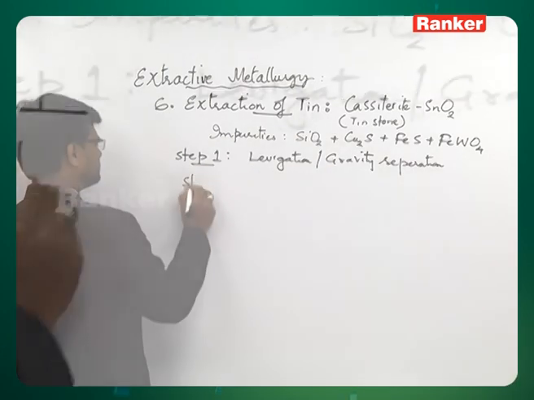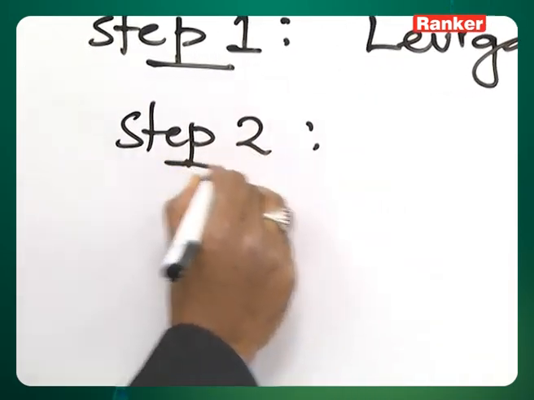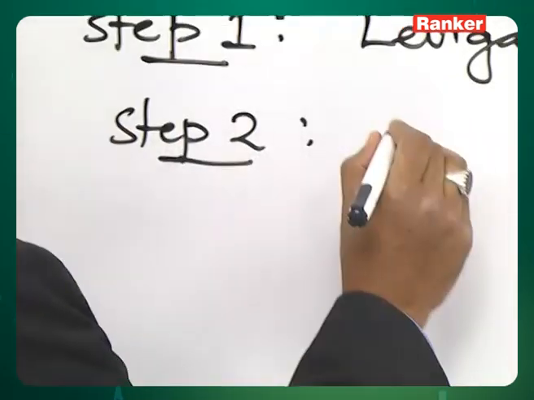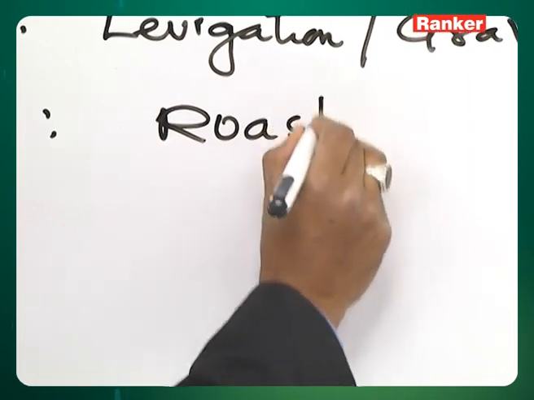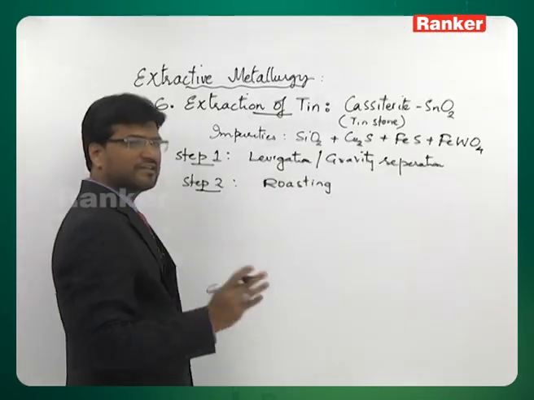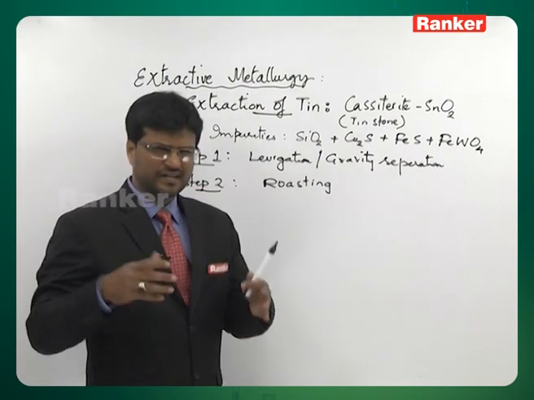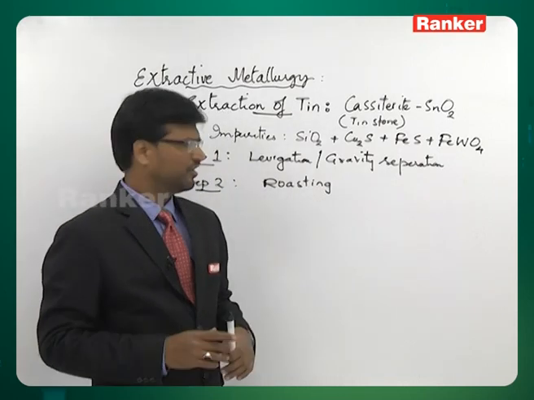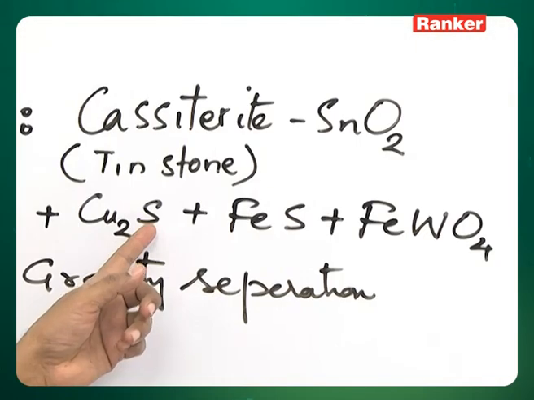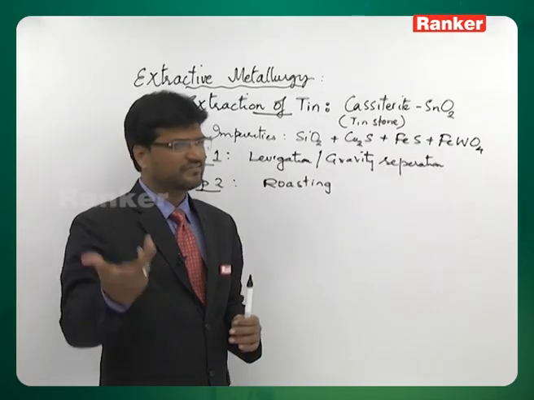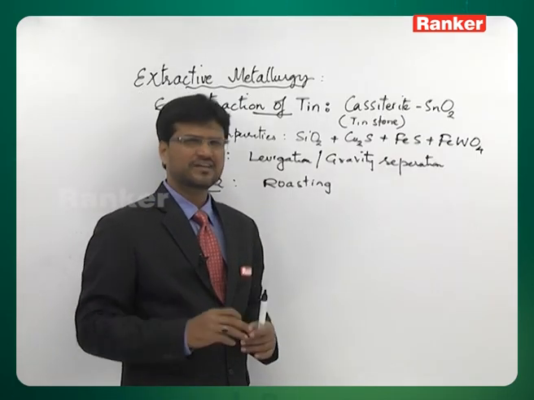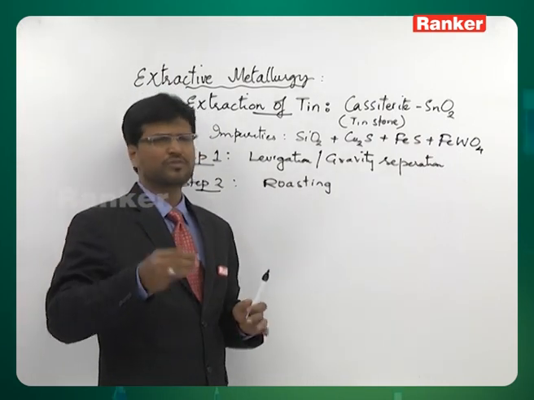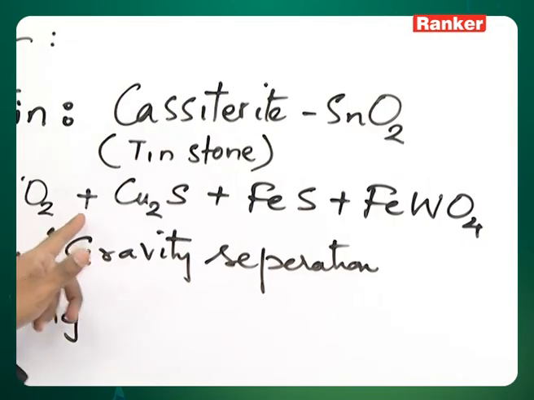Here you lose most of the silica, it is washed out along with water. Step 2 is roasting. Roasting, as you know, is heating an ore in excess of air. Although it is already in its oxide form, we still do roasting. The intention is to transform these substances into either sulfates or oxides so that they can be easily removed. Roasting is done to remove moisture, to remove volatile impurities, and to transform the impurities.